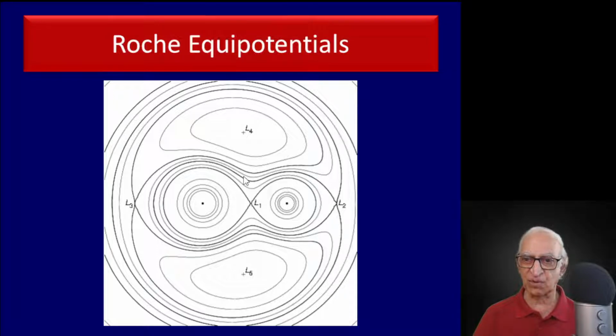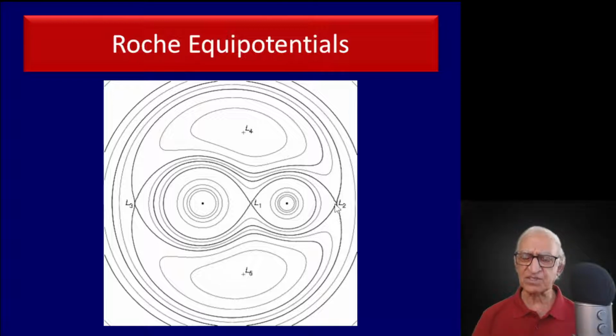And what we have plotted are equipotentials at greater distances, and they show very strange behavior, which we shall not be concerned with. I want you to notice in passing that in addition to the point L1, there are four other points, L2, L3, L4, and L5. These are special points in a binary orbit, in a binary system.